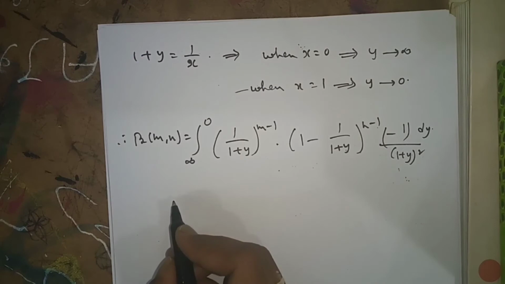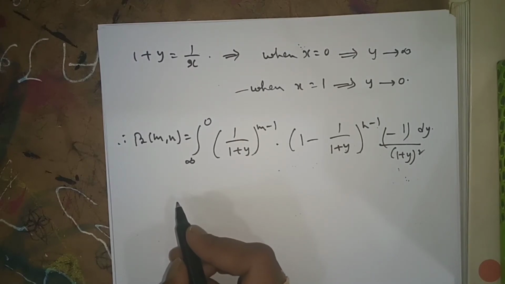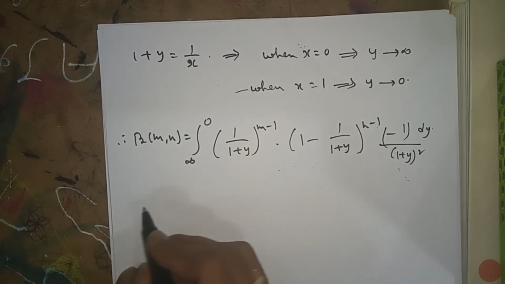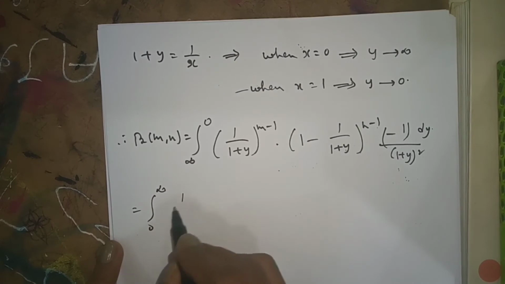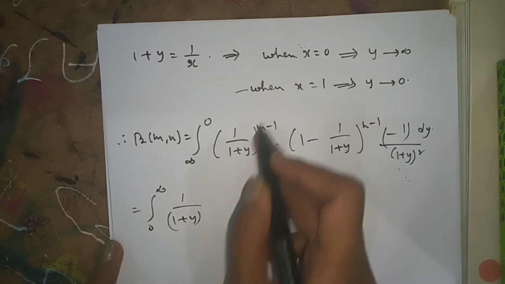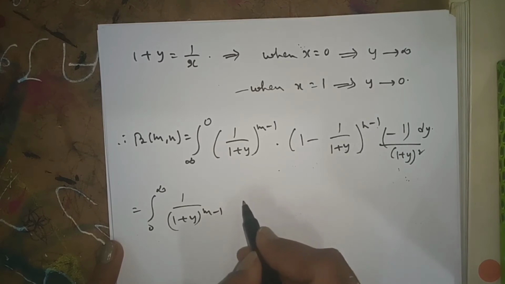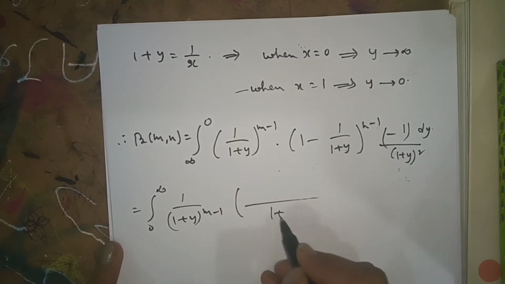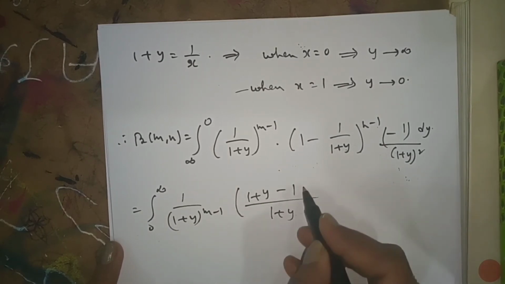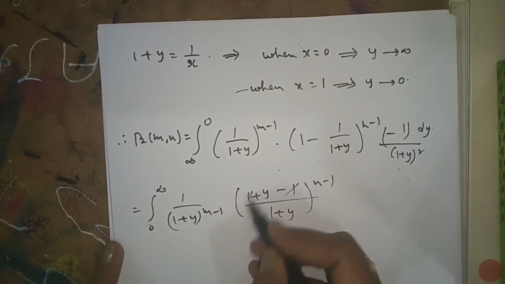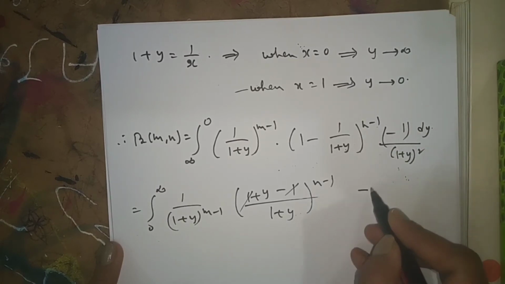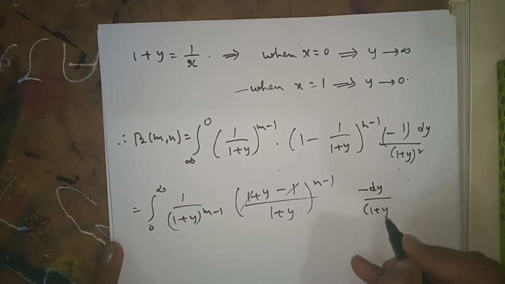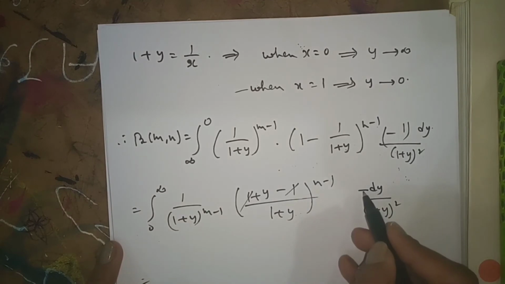1 minus x. That is equal to integral 0 to infinity, 1 by 1 plus y to the power of m minus 1. Now here the LCM is 1 plus y, so 1 plus y minus 1 to the power of n minus 1. Plus 1 minus 1 get cancelled. Minus 1, if you remove the minus 1, in the next step I will remove it, dy by 1 plus y whole square.